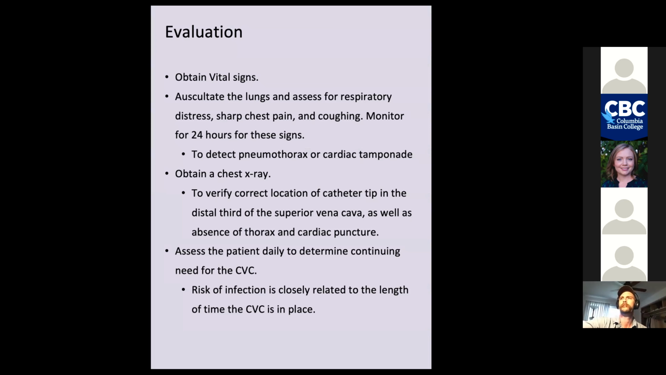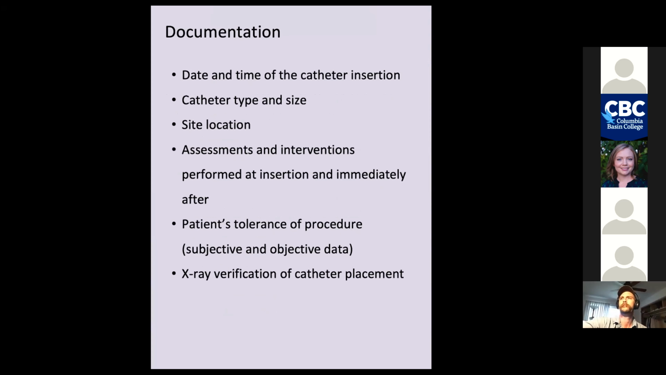And there's a high risk for pneumothorax or cardiac tamponade with this procedure. So we're also going to get a chest x-ray to verify the location, that it's in the right place, and assess the patient daily to determine if there's a continued necessity for the central venous catheter. And again, the longer it stays in, the higher likelihood for infection.